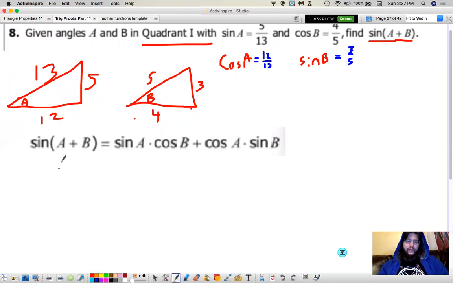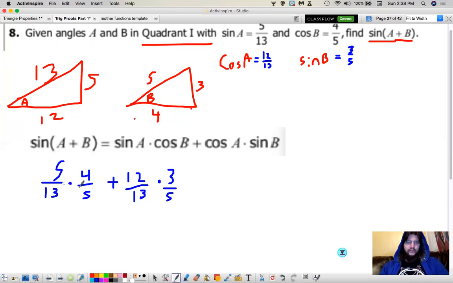All right, so sine of A is 5/13 times cosine of B is 4/5 plus cosine of A is 12/13 times sine of B is 3/5. This one's easy enough. Those cancel. 4/13 plus nothing canceling here. 36. There's 75, right?